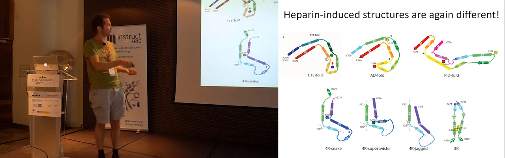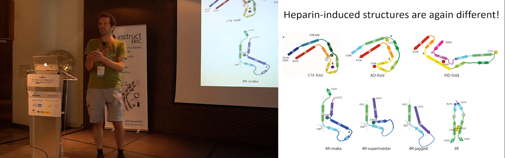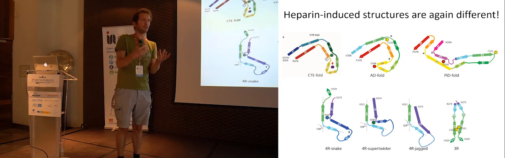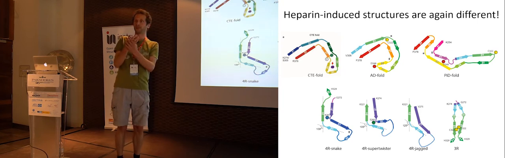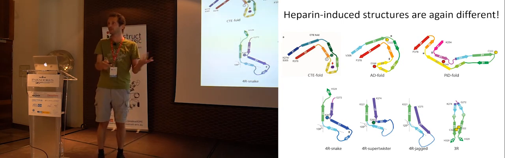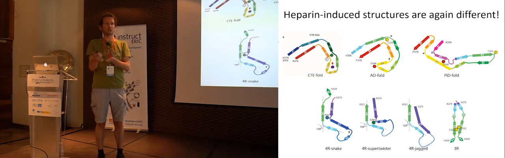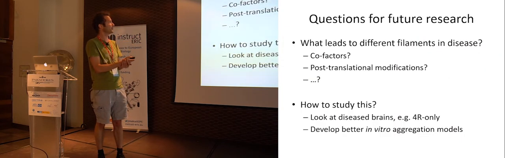And you can see these are all much smaller structures, perhaps topologically more simple. But again, this in vitro system is not a good model system, I think, to understand the formation of these types of filaments in disease. So we need to keep working on our in vitro system in order to find relevant model systems.